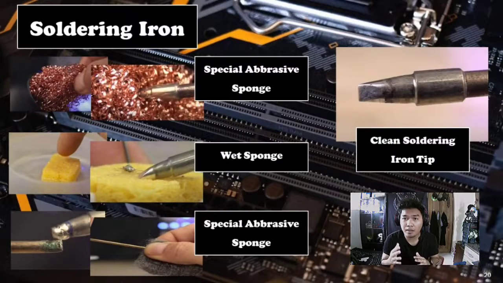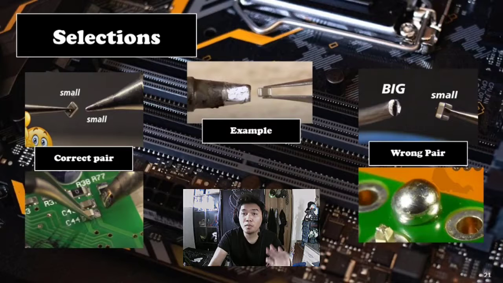Soldering iron is one of the main components when doing soldering. Just make sure the tip of the soldering iron is always free from any fluxes, or free from any oxidized particles. From here, we can see that one of the special tools we need to use to keep it clean is a special abrasive sponge. Another thing is that you can use a wet sponge, and last but not least, you can also use the special abrasive sponge to clean off the oxidized particles. Whenever you are doing this, it is to improve and increase the effectiveness of the soldering that you want to do. Now, moving on to number 2.